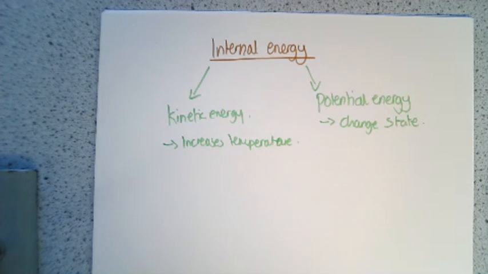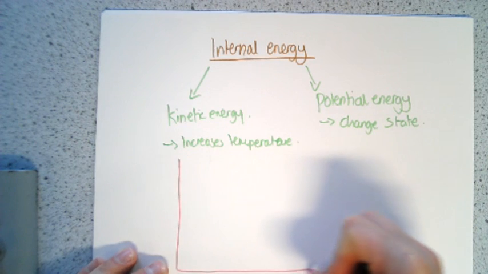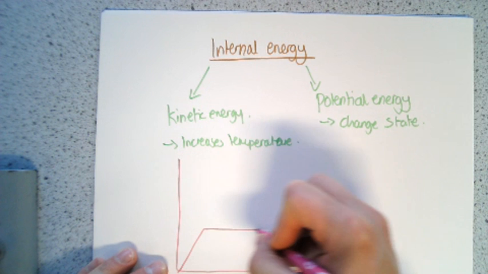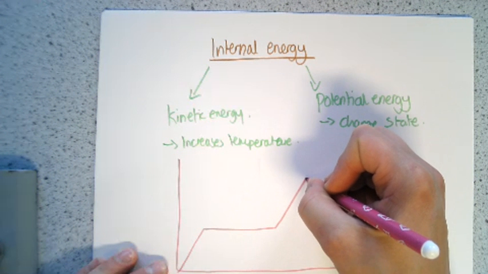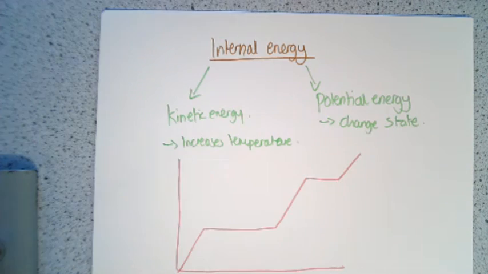Okay. Now, the reason we're explaining this and I'm talking through this with you is because you may get a graph that looks like this. Okay. You need to be able to identify whereabouts.